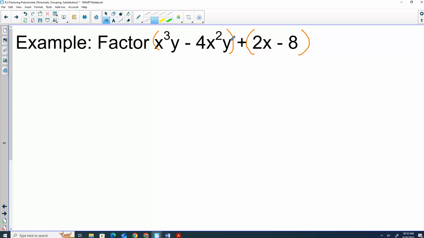So I group the first 2, I group the second 2. If I look at these, now I do the GCF for each. So in the first parenthesis, what can we take out? If you do that, what are you left with? Plus, in the second parenthesis, what can I take out? What am I left with?